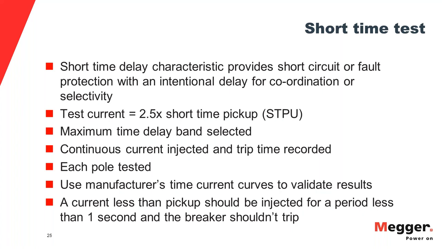The test current is set at 2.5 times the short time pickup. The short time pickup could be any of the settings on the overcurrent device. The maximum time delay band needs to be selected. In this case, just as the long time test, continuous current is injected and the trip time is recorded. The current is higher and the trip time is lower in this test. Each pole needs to be tested separately. The time current curves can be used to validate the results. In addition, a current less than the pickup needs to be injected for a period less than 1 second, and it should be verified that the breaker doesn't trip at that current.